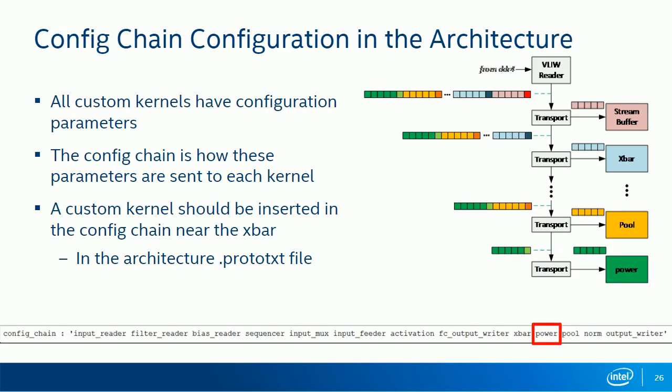As we had mentioned earlier, every kernel must read configuration data, and this includes global configurations such as size and tile size, as well as custom configuration for each primitive. The config chain is how these parameters are sent to each kernel, including those connected to the crossbar. In the architecture prototext file, add your custom primitive to the config chain. The exact order does not matter, but it should be near the crossbar for best hardware compilation result. In the screen capture, we added the power kernel to the config chain.